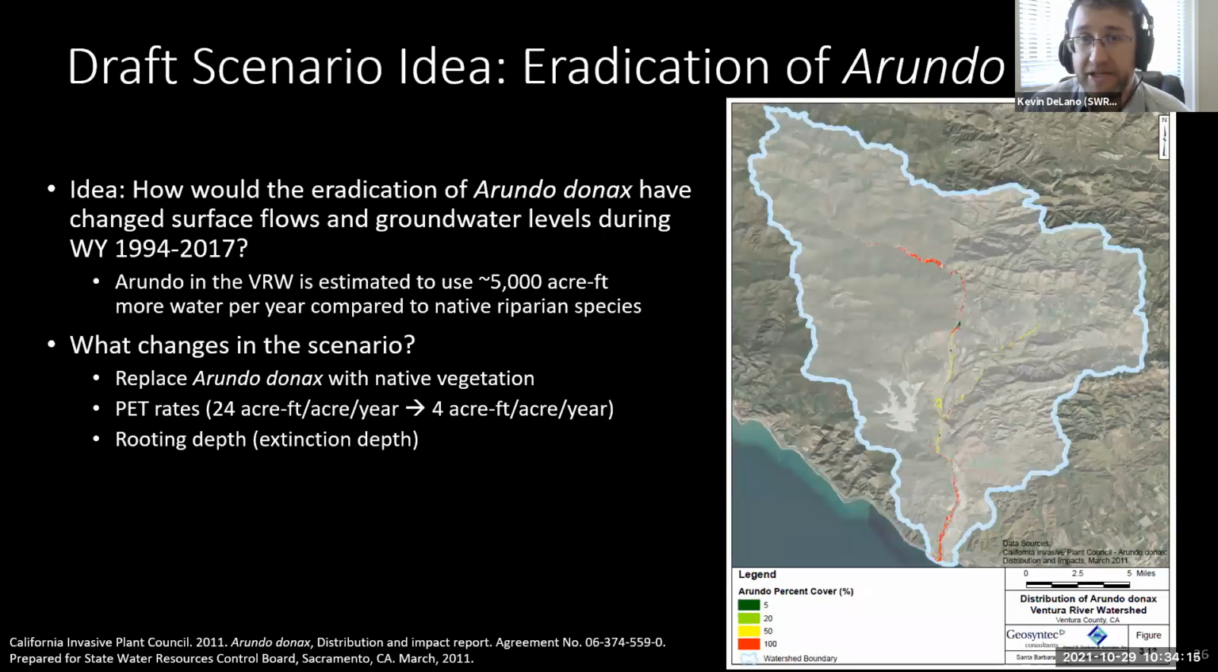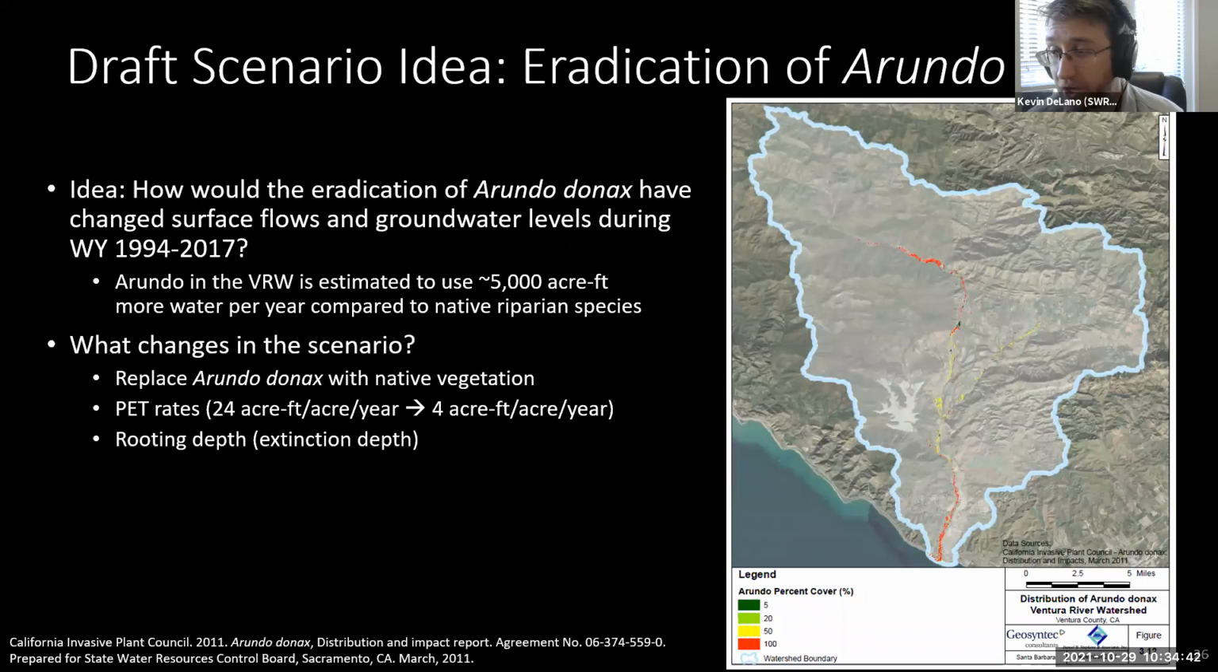So our next scenario idea is, how would the eradication of Arundo donax have changed surface flows and groundwater levels during water years 1994 to 2017? A California Invasive Plant Council report from 2011 estimates that in the Ventura River watershed, Arundo uses 5,000 acre-feet more water per year than native riparian species.